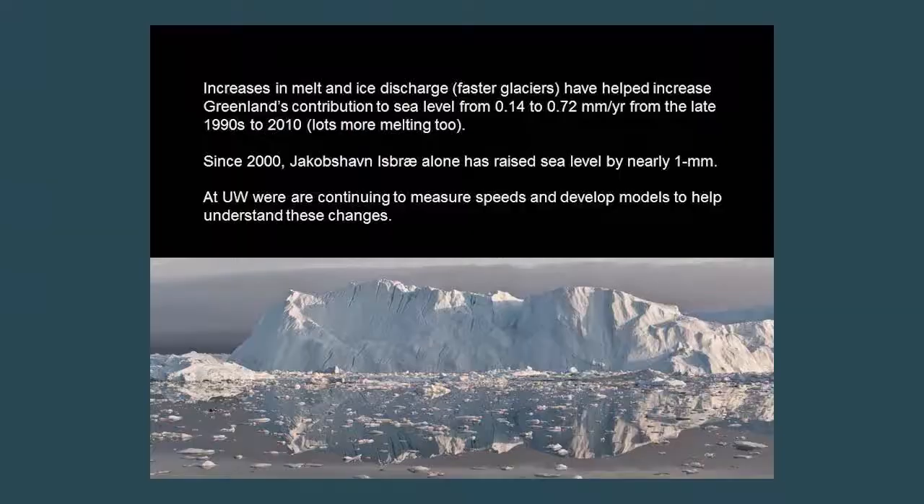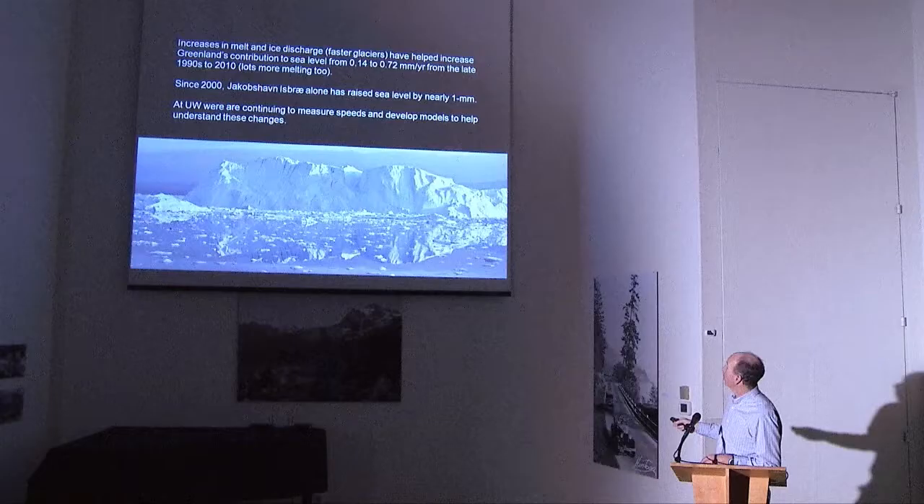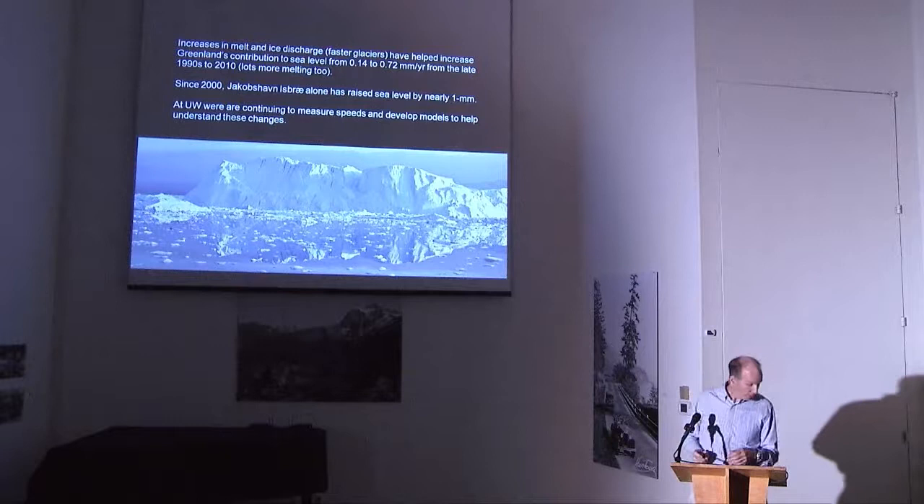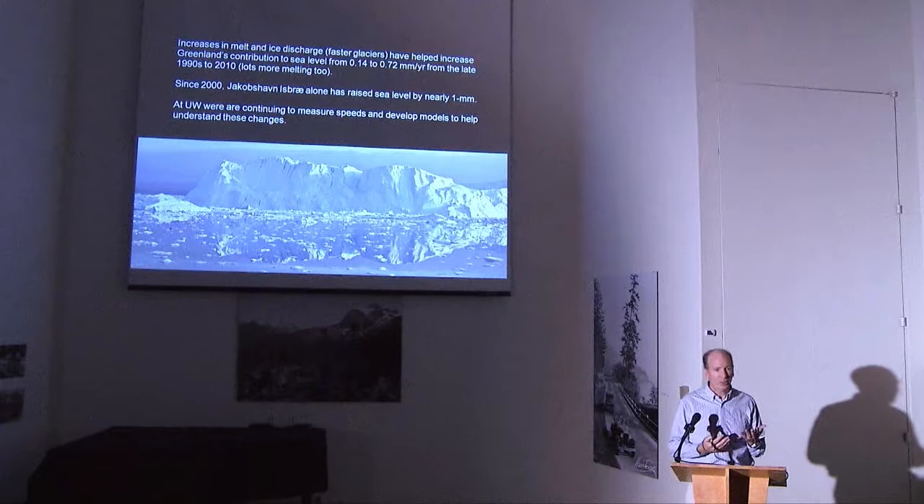Essentially, to summarize this section of the talk, it's this increase in ice discharge coupled with increases in melt. The faster glaciers have really changed Greenland just from the 90s to 2010. It's changed from 0.14 millimeters a year to 0.72 millimeters a year, which maybe doesn't sound like all that much, but over the century, it would add up to about the amount of water that's in this glass here, which just from Greenland is a big change. And that's only with the amount of climate warming we've experienced so far.